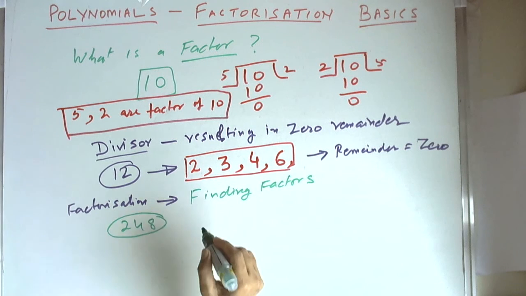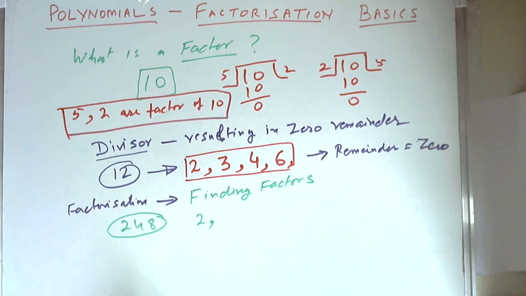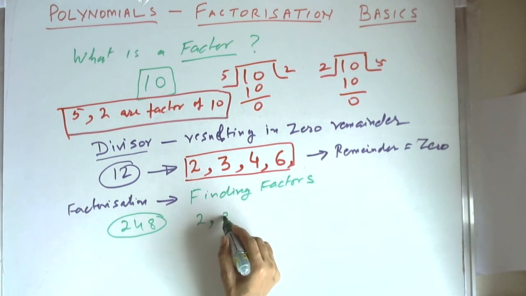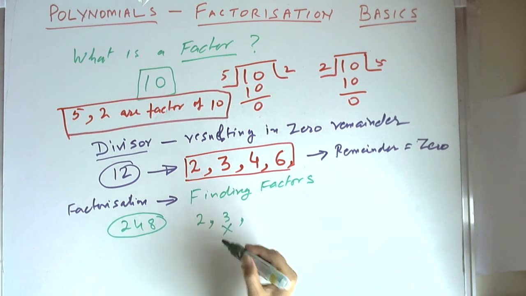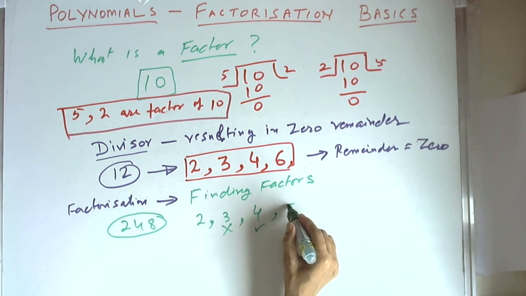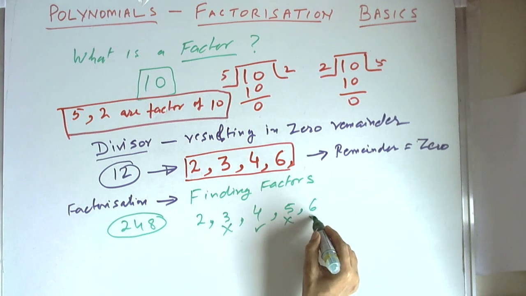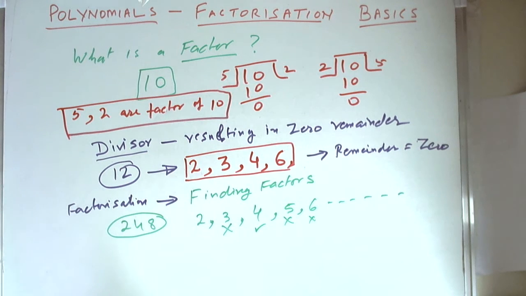For example, we divide by 2 and we find the remainder is 0. Then we try with 3, we find the remainder is not 0. Then we try with 4, the remainder is 0. Then we try with 5, we find it is not. Then we try with 6, and again we don't find, and so on we keep trying. This is one way we can do that, but it will be very time consuming. Maybe in the whole examination you may be able to solve only one or two questions in the given time.